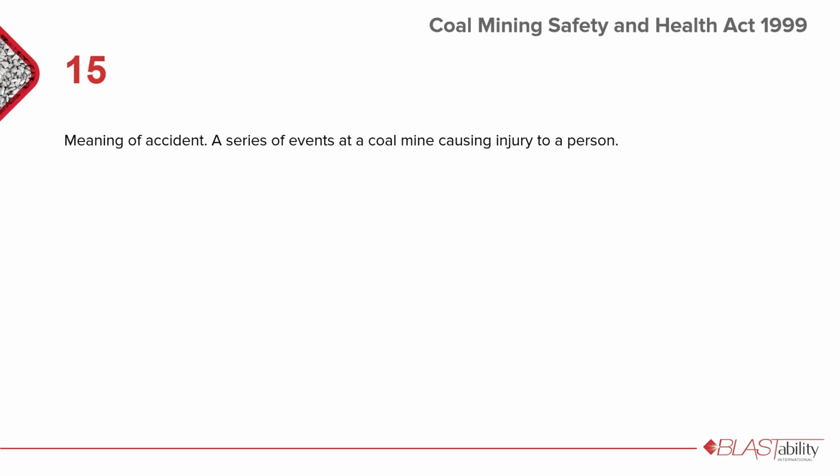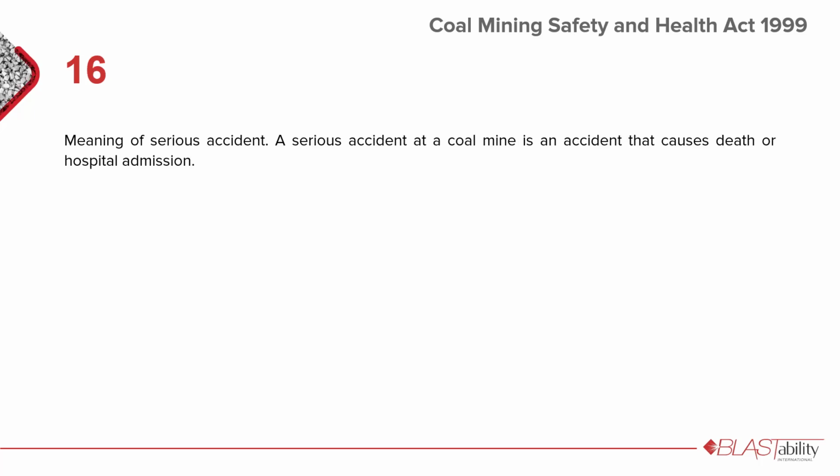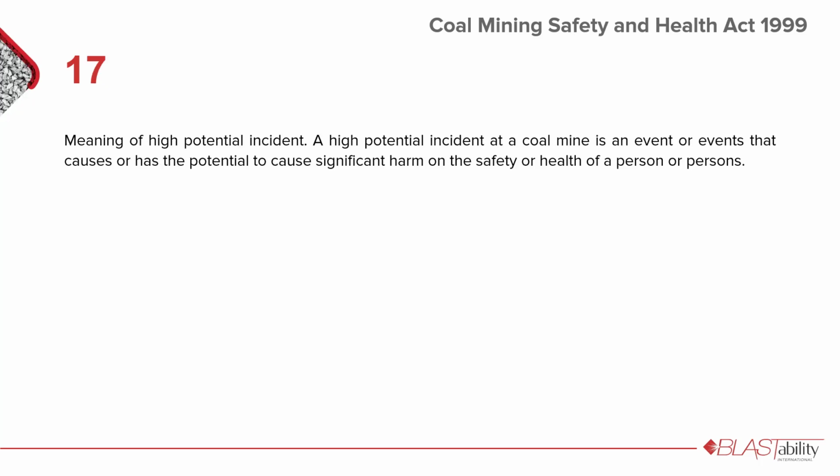15. Meaning of accident. A series of events at a coal mine causing injury to a person. 16. Meaning of serious accident. A serious accident at a coal mine is an accident that causes death or hospital admission. 17. Meaning of high potential incident. A high potential incident at a coal mine is an event or events that causes or have the potential to cause significant harm on the safety or health of a person or persons.